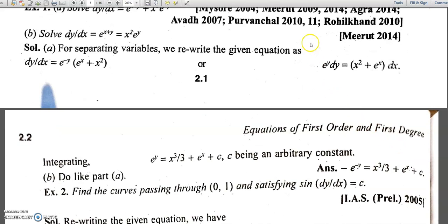Okay, so if you do integration here, you know the integration of e^y is e^y, the integration of x² is x³/3, the integration of e^x is e^x, and you have to put c as an arbitrary constant. Okay, so this is our final solution. Understood? Then you do the next one: dy/dx = e^(x+y). Okay, e^(x+y).